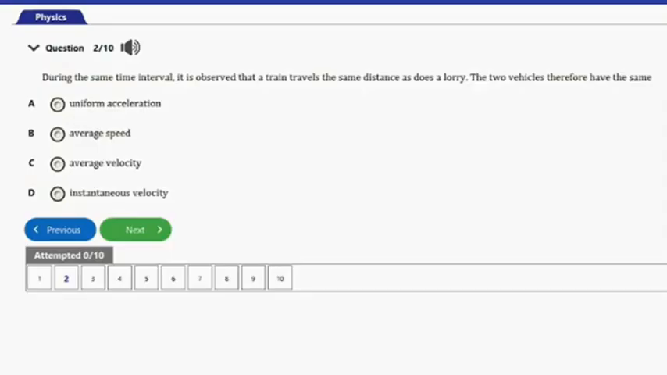Alright, so the next question here is question number 2. It says, during the same time interval, it is observed that a train travels the same distance as does a lorry. The two vehicles therefore have the same A, uniform acceleration, B, average speed, C, average velocity, D, instantaneous velocity. So guys, the answer to this question is option B here. If they travel the same distance, they have the same average speed. So that's it for this question, and let's consider the next question, guys.